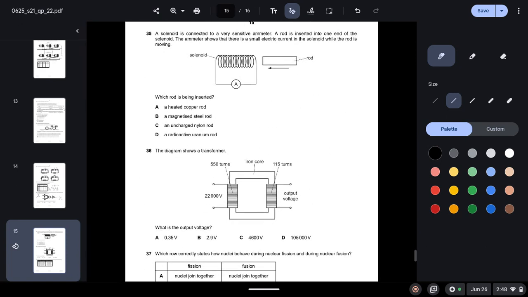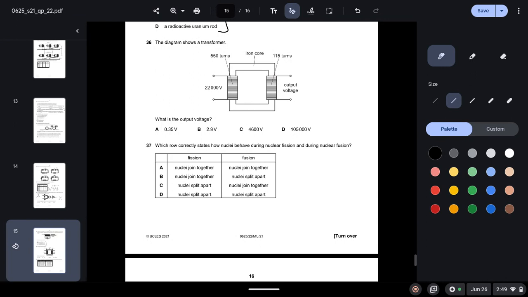35. A solenoid is connected to a very sensitive ammeter. A rod is inserted into one end of the solenoid. The ammeter shows that there is a small electric current in the solenoid while the rod is moving. Which rod is being inserted? So there will only be a small deflection in the ammeter when a magnetic material will interact with the solenoid. So when you go through all the options, the only magnetic material here is a magnetized steel rod.